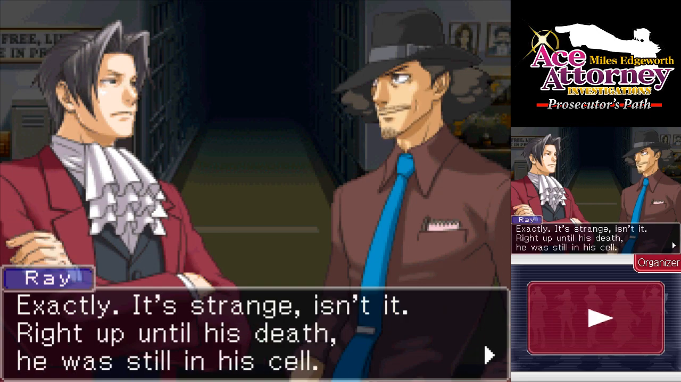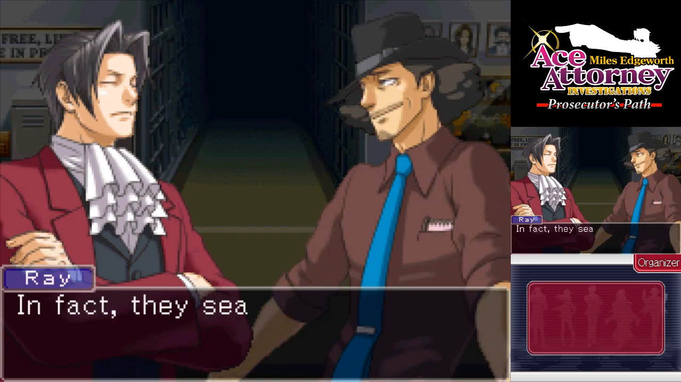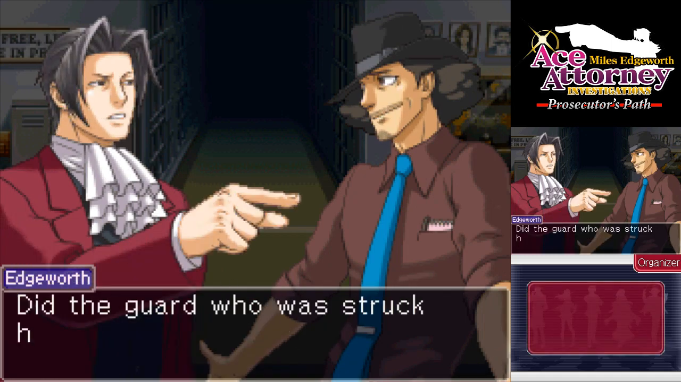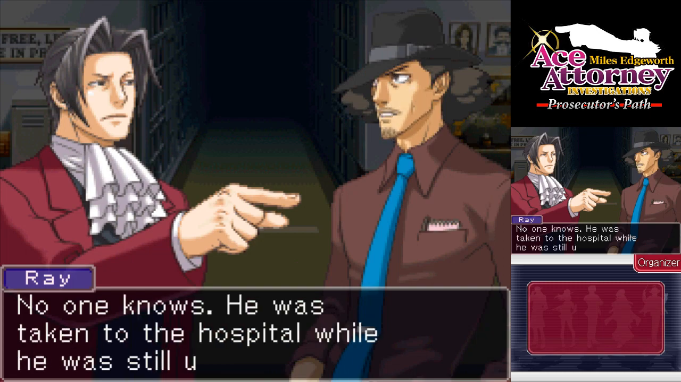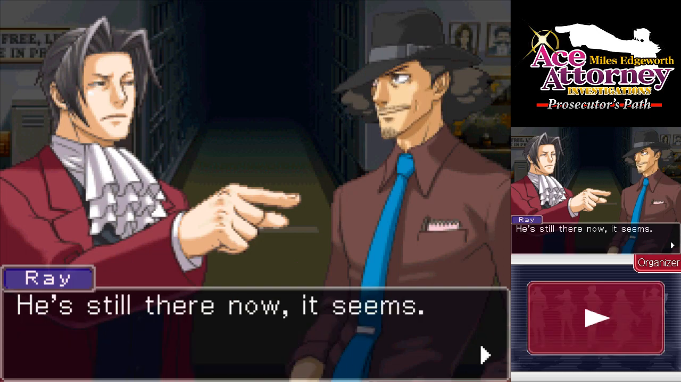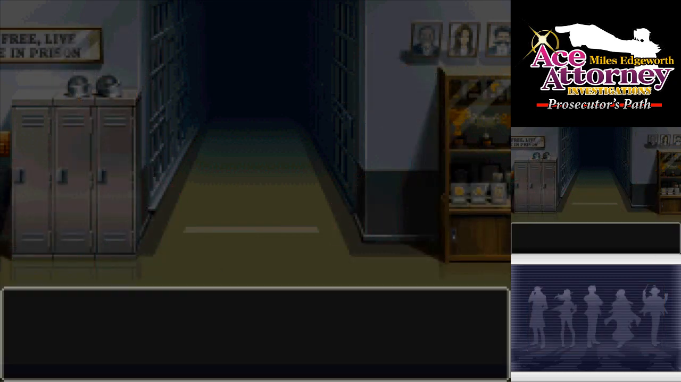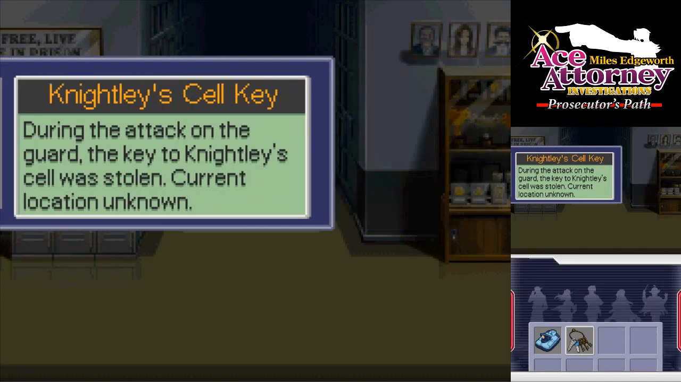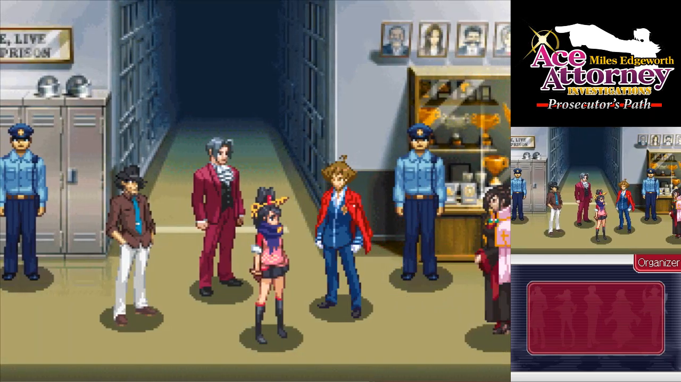Right up until his death, he was still in his cell. What's more, Knightley claimed he never stole the key in the first place. In fact, they searched his cell and the key was nowhere to be found. Did the guard who was struck have anything to say? No one knows. He was taken to the hospital while he was still unconscious. He's still there now, it seems. So, in the end, we still don't know what happened. Nightly cell key data jotted down in my organizer. It's you! That voice.